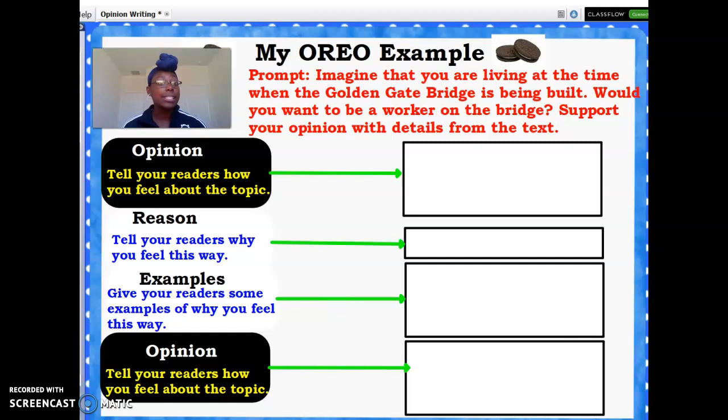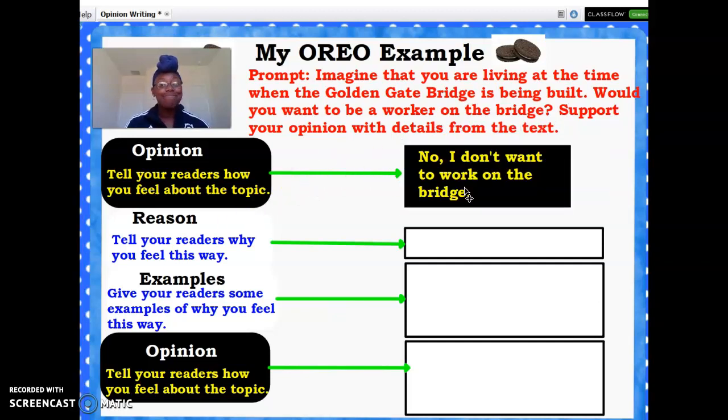I remember my O stands for, if you said opinion, give yourself a pat on the back. That O stands for opinion. My prompt is asking me if I would want to be a worker on the bridge. So I have to say if I would either be a worker on the bridge or if I wouldn't be a worker on the bridge. So my opinion is that, no, I don't want to work on the bridge. So that is my opinion. The topic is being a worker on the bridge, and I feel like I don't want to work on the bridge. So that's my opinion.